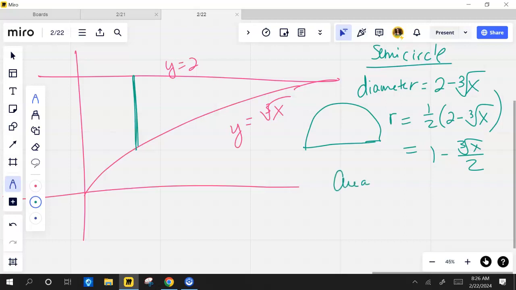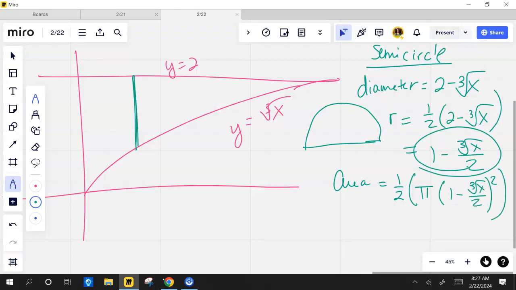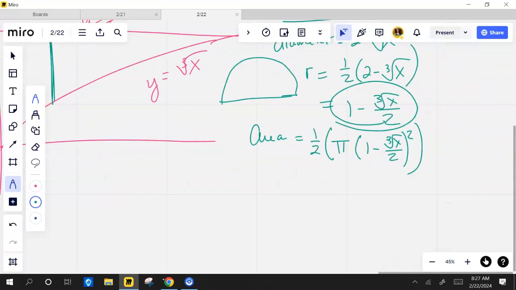Now the area, because remember, to find volume, I'm integrating area, right? So I need the area of 1 so that I can integrate for the whole thing. So the area of 1 semicircle, half of the area of a circle. How do you find the area of a circle? Pi r squared. Pi, well, r, 1 minus cubed root of x over 2 squared.